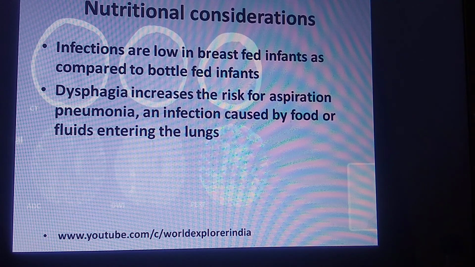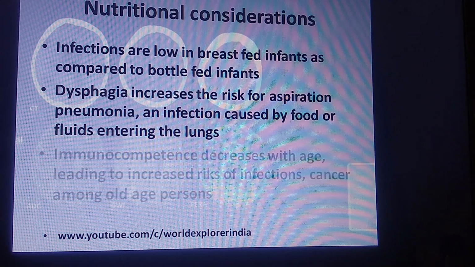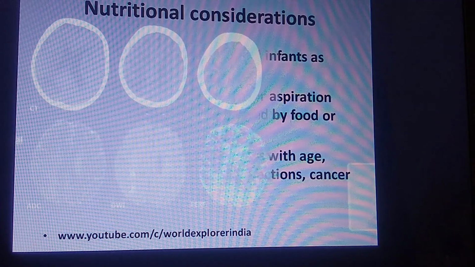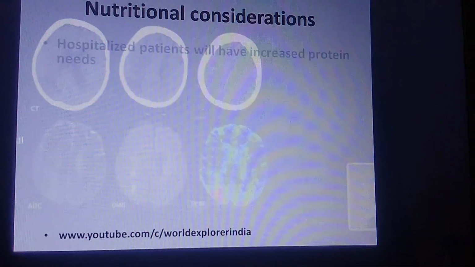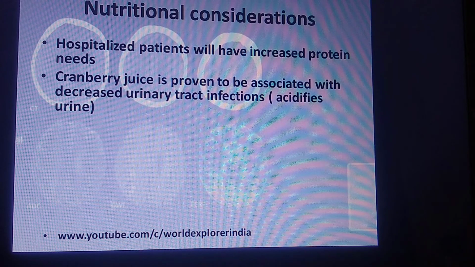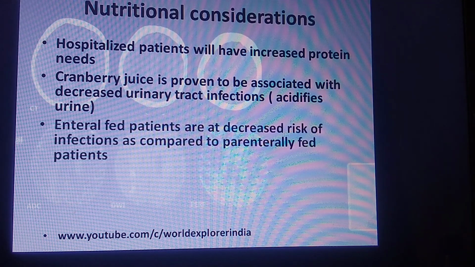So here, whenever we are giving Ryle's tube feeding, we should ensure the patient is in Fowler or semi-Fowler position. Immunocompetence decreases with age, leading to increased risk of infections and cancer among old age persons. Hospitalized patients will have increased protein needs. Cranberry juice is proven to be associated with decreased urinary tract infections, as cranberry juice acidifies the urine. Enteral fed patients are at decreased risk of infections as compared to parenterally fed patients.